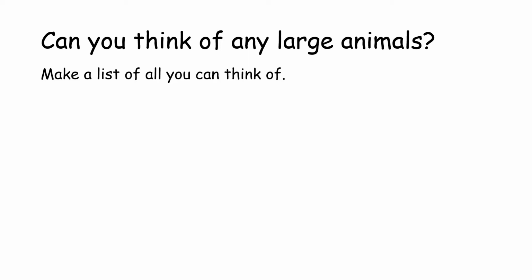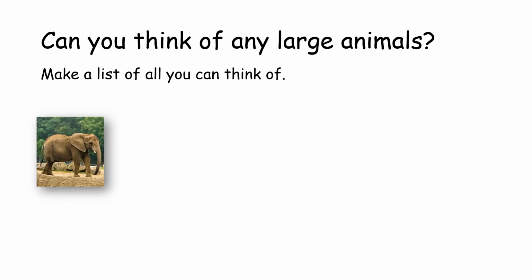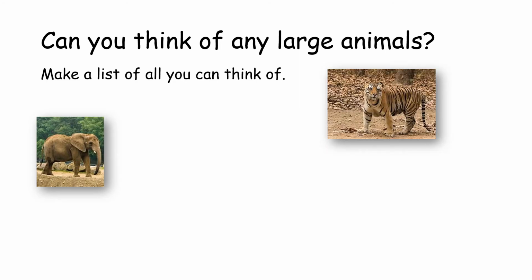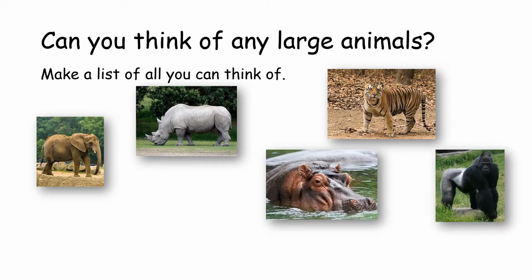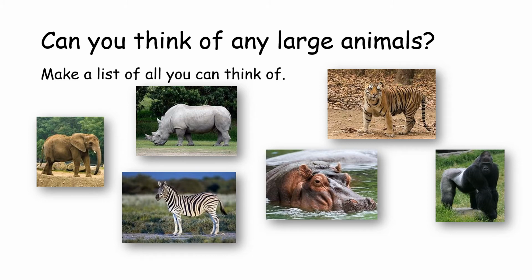Our next task is to think of some large animals. So do exactly the same thing that you did with the small animals. So pause the video now and take some time to think of those large animals. Okay, so hopefully you've got some large animals in your mind now, or you've written them, or you've drawn pictures of them. Here are some of the large animals that I thought of. I've got an elephant, a tiger, a rhino, a hippo, a gorilla, and a zebra.